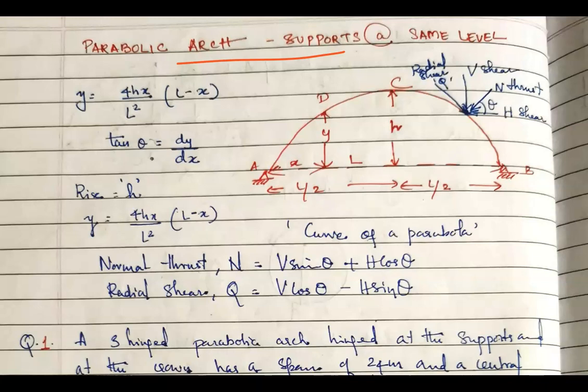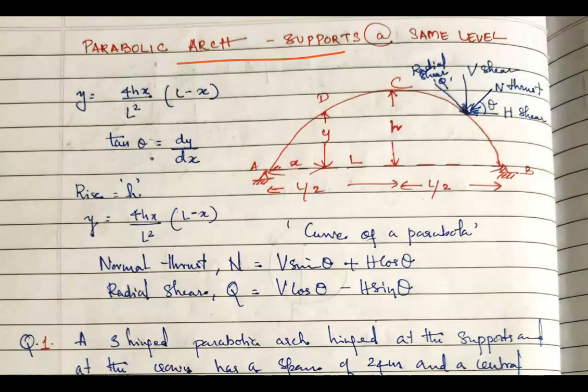So this is a 3-hinged arch. The span of the arch is L, and L by 2 is the center. You have rise h, which is given. You are taking a point D, whose vertical intercept is y and horizontal intercept is x. What do you mean by vertical intercept? D is a point which has the vertical height as y and horizontal distance as x, clear?